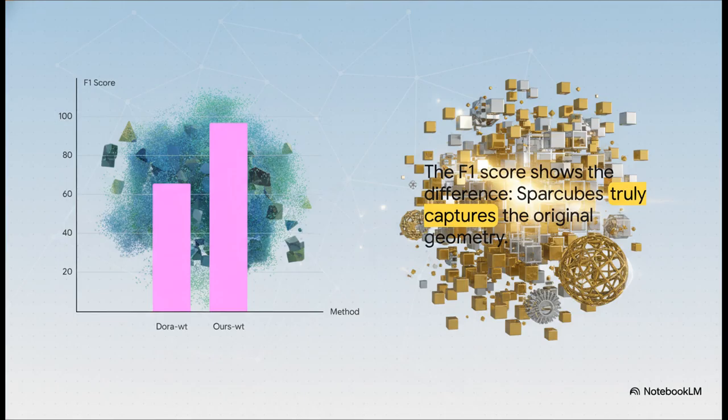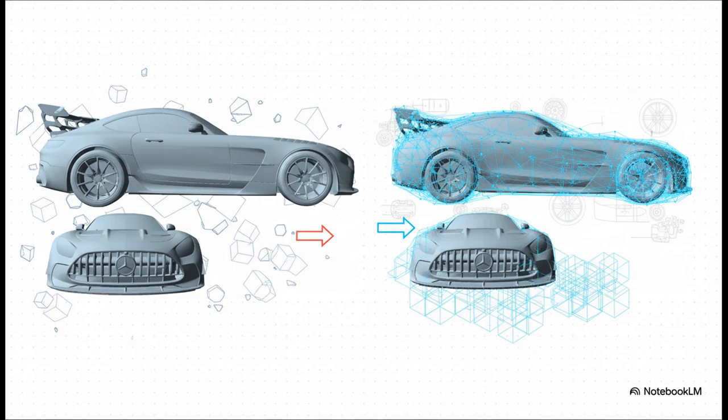That bar chart shows you the difference between a system that's basically guessing and throwing away parts versus one that actually understands and preserves the original shape. This right here is the rock-solid foundation that everything else is built on. And here's what that crazy number difference looks like visually.